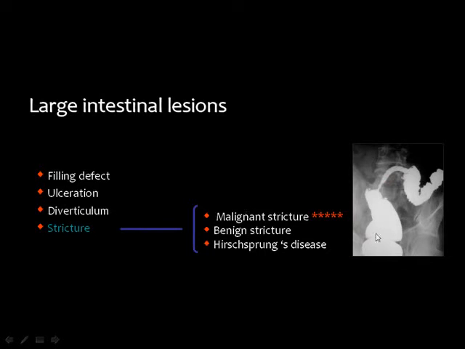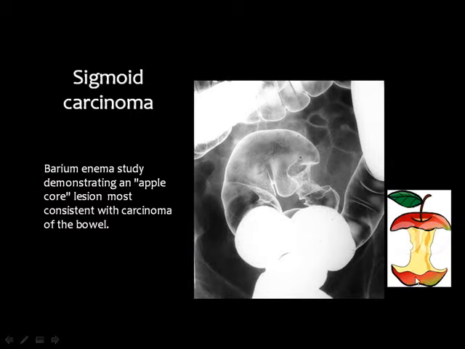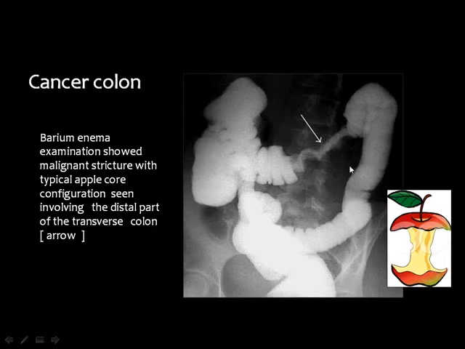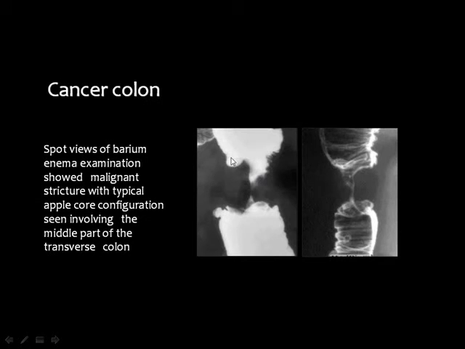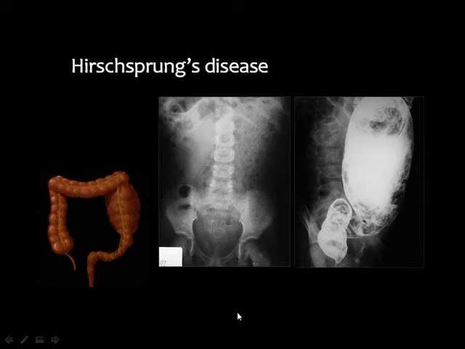We have the malignant strictures, which are very common compared to the benign strictures, and we got a stricture due to Hirschsprung disease, which is the aganglionic segment in the colon. Then whenever you see this apple core configuration, with the proximal and distal shouldering, you know that you are dealing with a malignant lesion. And this is another case of malignant lesion in the transverse colon, showing the typical configuration. And also here you can see this malignant stricture with apple core configuration, proximal shouldering, and distal shouldering.